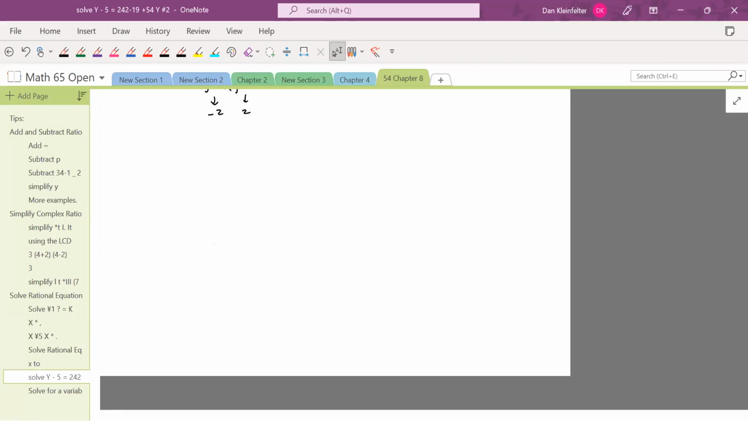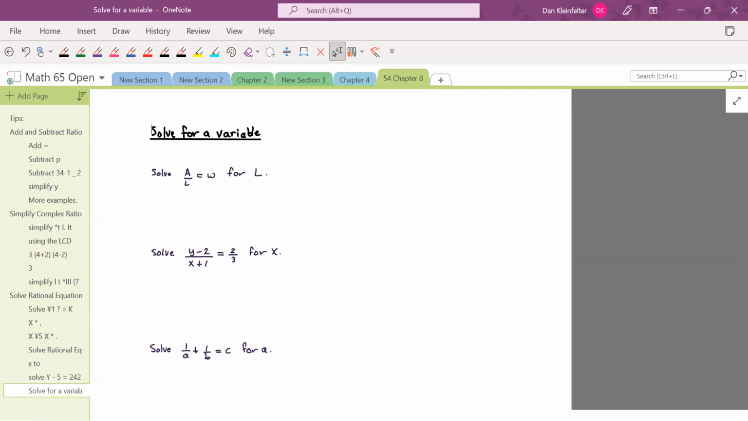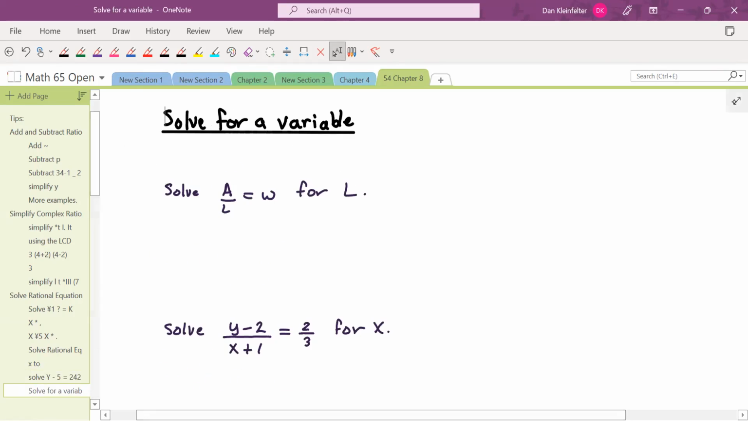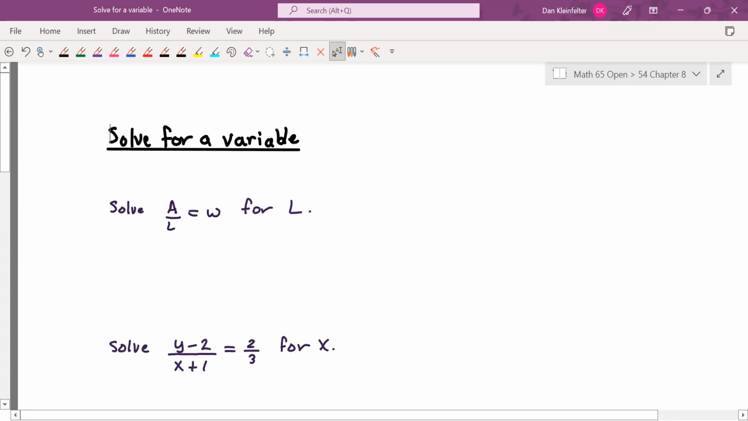All right, so our last task in here is using the same techniques as we've had before to do what's called solve for a variable. In this part, solving for a variable means rewriting an equation so that we have an equivalent but different looking equation where the variable that we're asked to solve for is by itself. So here, the A over L equals W equation, we want to rewrite that so that it says L equal to whatever. And so that's what we're asked to do in this first problem.